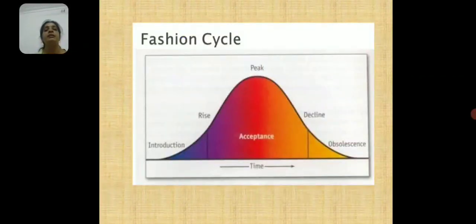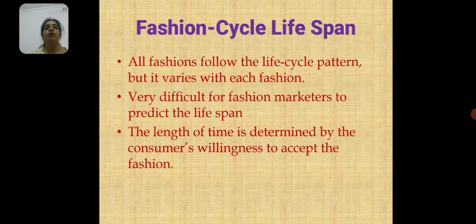Here you can see the fashion cycle. This is the bell-shaped graph, which easily shows the introduction and rise, how it increases at the peak, when it is the topmost part of the cycle. It starts declining, meaning going down, and at obsolescence there is no demand at all.